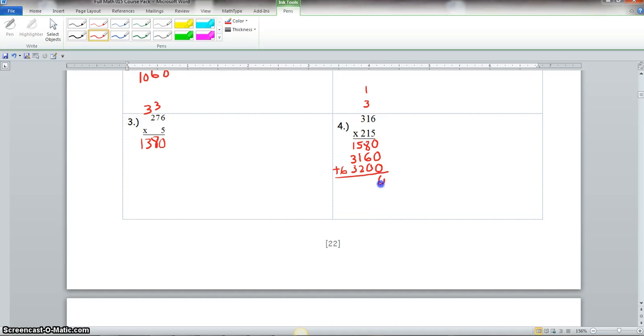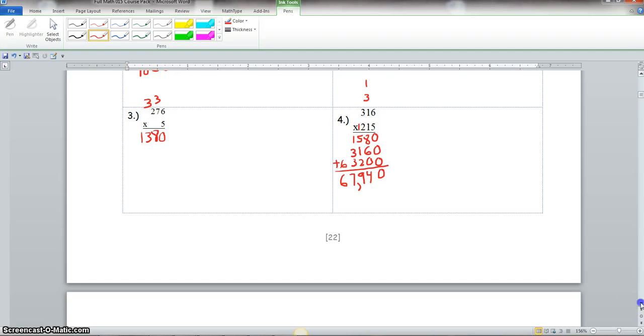Now we add them. We have 0. 8 plus 6 plus 0 is 14. Carry a 1. 1 plus 5 is 6. Plus 1 is 7. Plus 2 is 9. And we have 1 plus 3 is 4. Plus 3 is 7. And we bring down our 6. So we have 67,940.